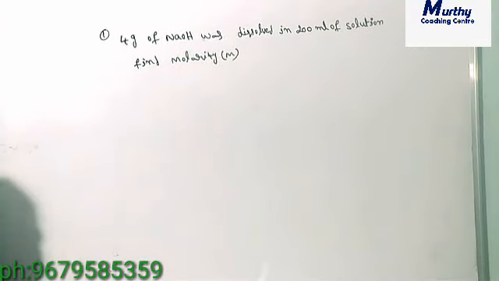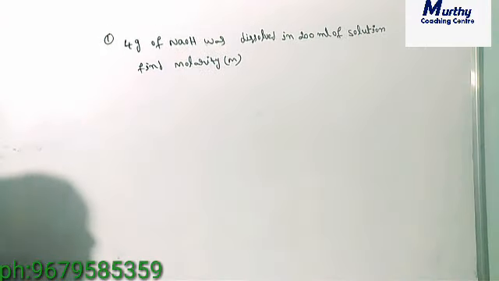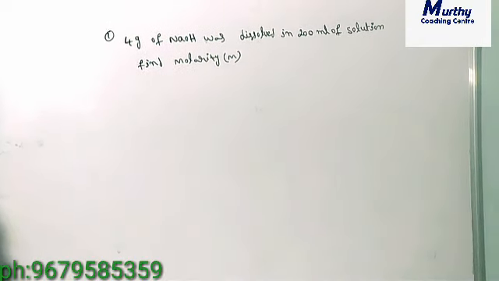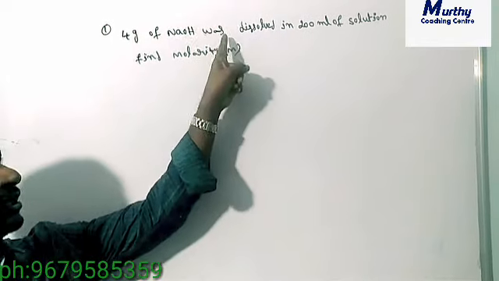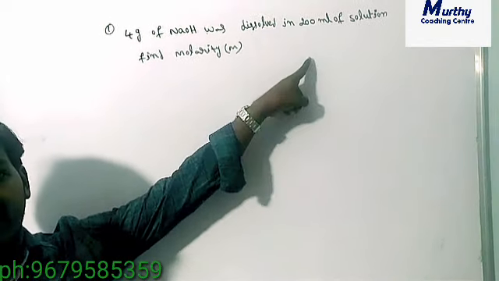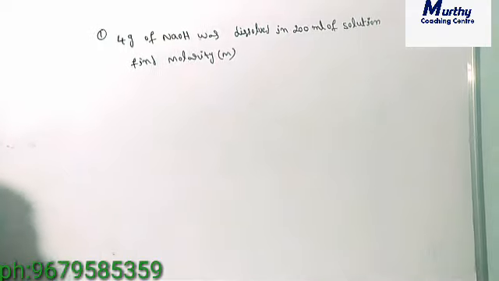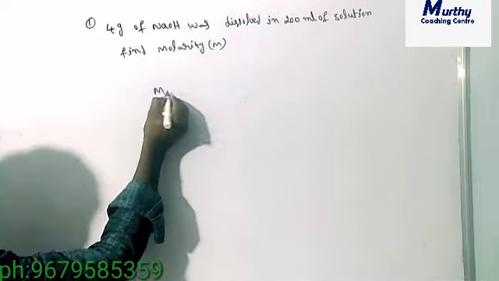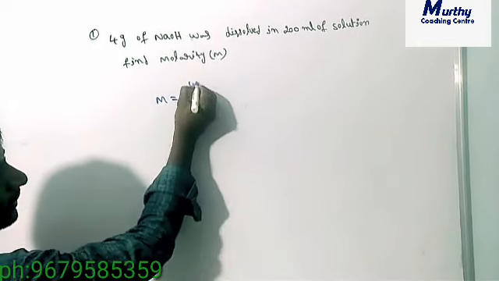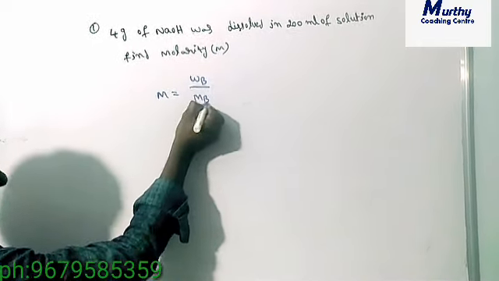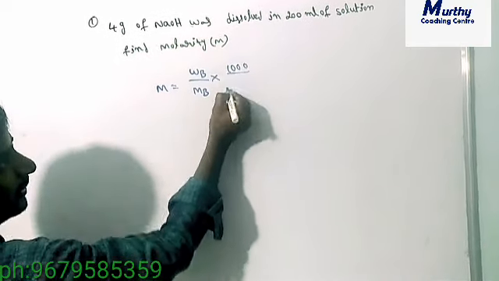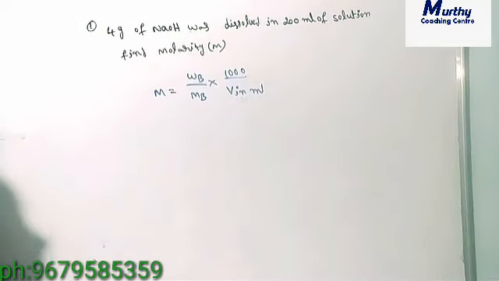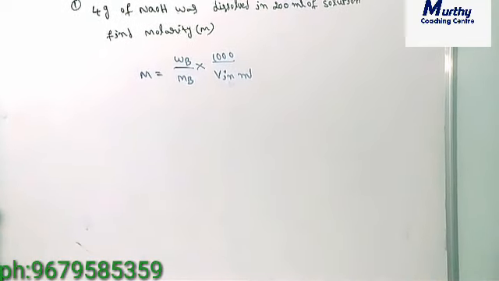Now the question: 4 grams of NaOH was dissolved in 200 ml of solution. Find the molarity. For finding molarity, we have to know the molarity formula. Capital M is equal to Wb by Mb into 1000 by V in ml.